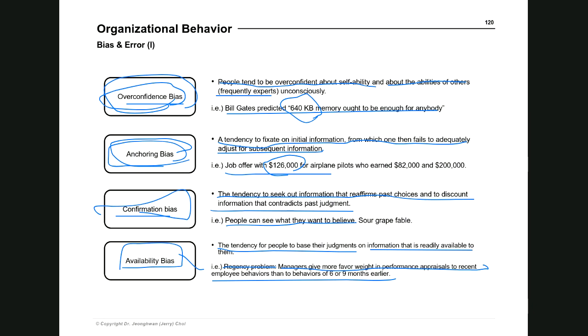We call that a recency problem. The most recent information makes the biggest impact on evaluation. Do you think that happens? A professor usually gives you a good score when you made a good impression on the final exam, on the final presentation.